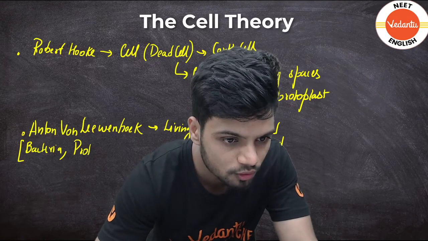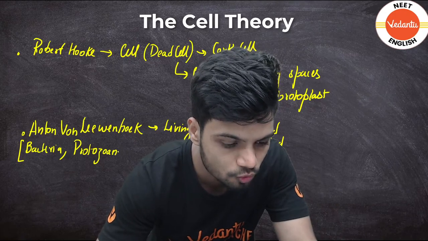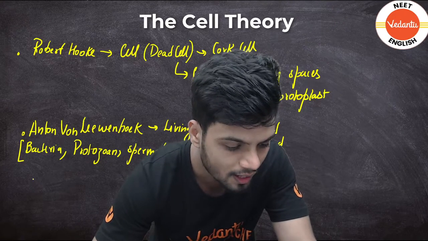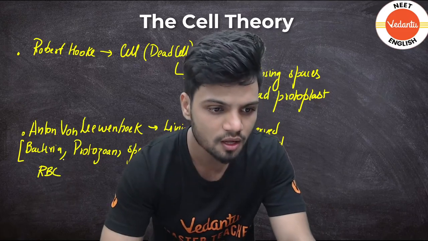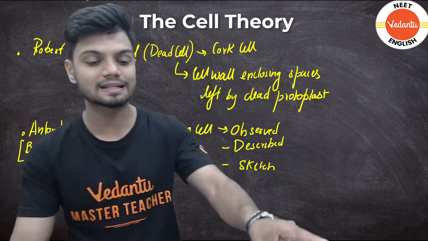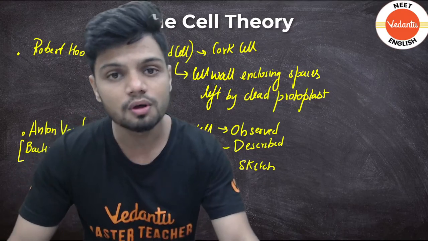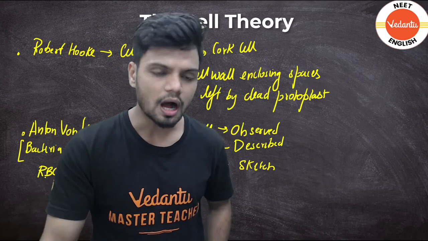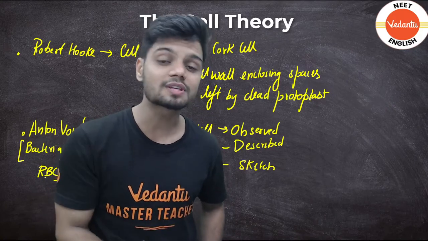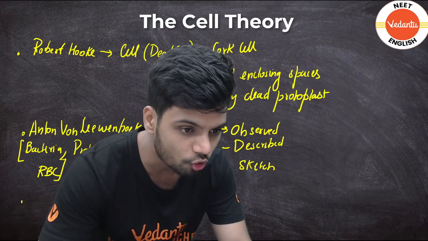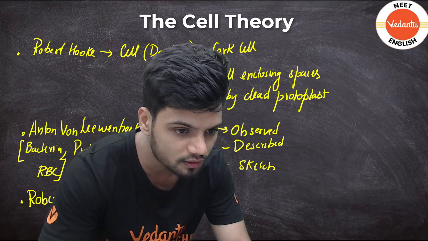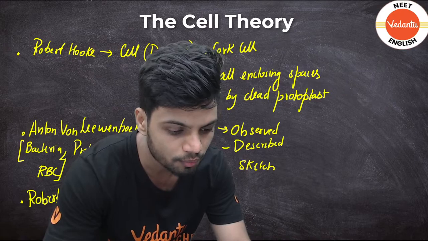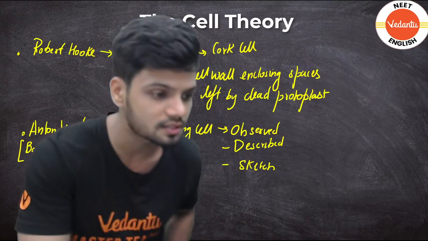Bacteria, he also worked on protozoan. He also worked on spermatozoa. And he also worked on red blood cells. All of these different cells he worked on. That is bacterial cells, protozoans, spermatozoa, and also RBC. Now, these were the early pioneers. Apart from these two scientists, there was one more. His starting name was also Robert, but his entire name was Robert Brown. And he actually discovered the nucleus.